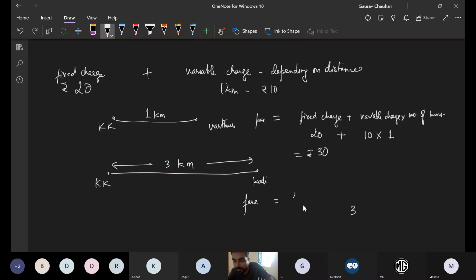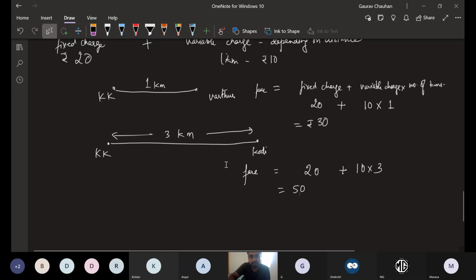For every kilometer, you are paying 10 into 3. 10 rupees for every kilometer. But plus for sitting in the auto, you are paying 20 rupees. Fixed charge is fixed, always. Does not matter how much you are traveling. So that will become 50 rupees. G, are you clear? Yes, sir. Kishan, are you clear? Yes, sir. Guys, are we following?